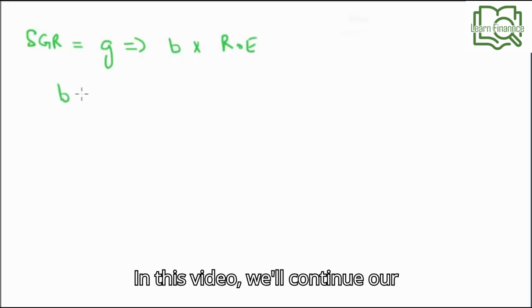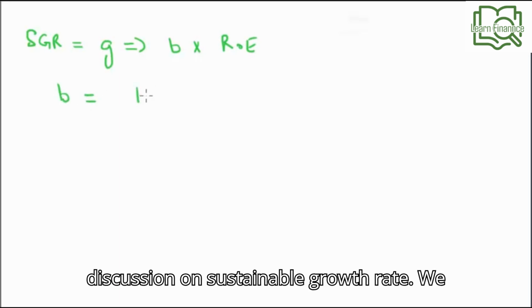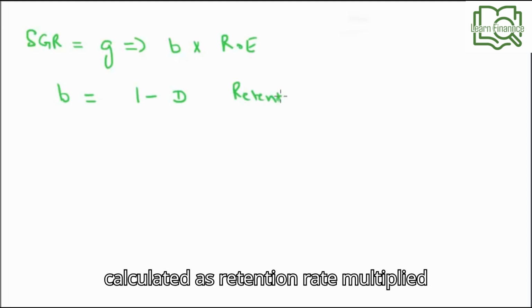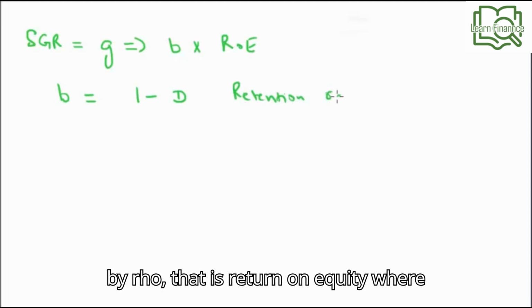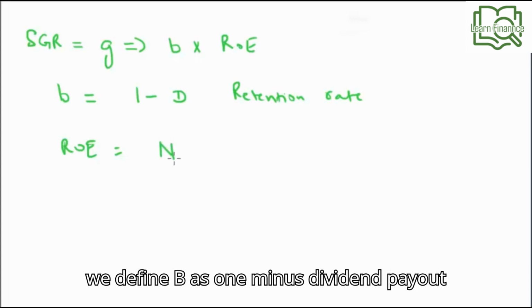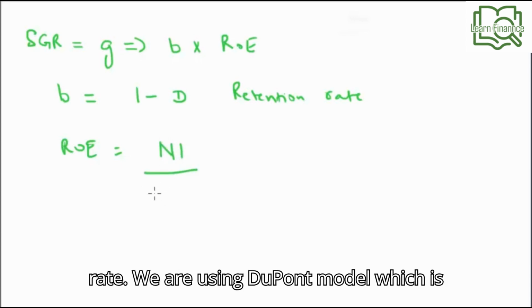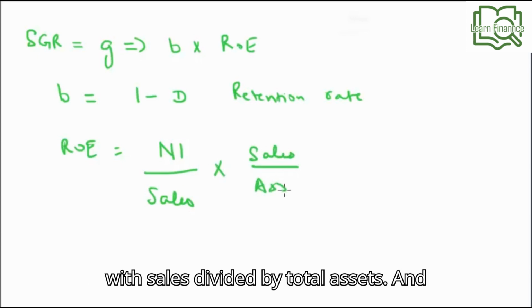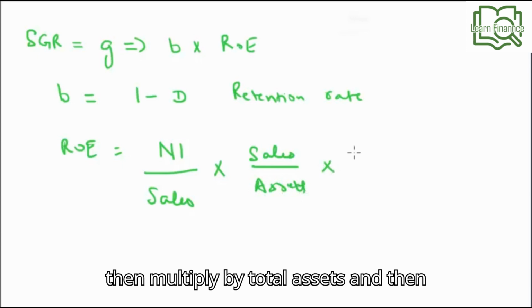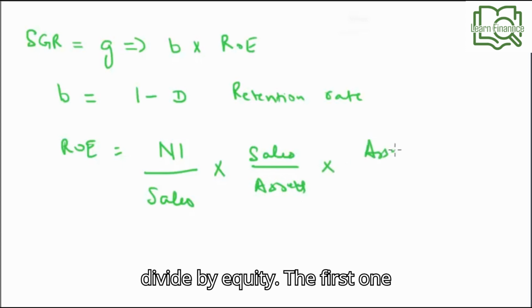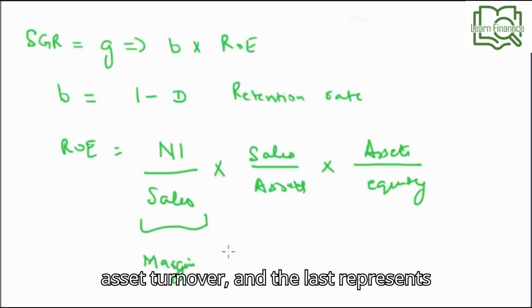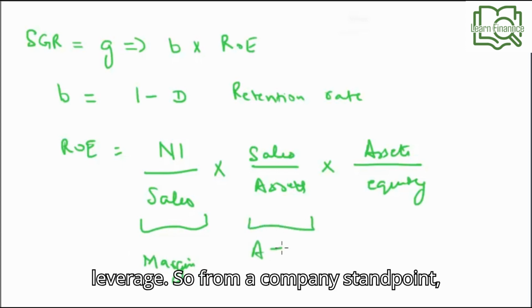In this video, we'll continue our discussion on sustainable growth rate. We discussed that sustainable growth rate is calculated as retention rate multiplied by ROE, that is return on equity, where we define B as 1 minus dividend payout rate. We are using the DuPont model, which is net income divided by sales, multiplied by sales divided by total assets, multiplied by total assets divided by equity. The first one represents margin, the second represents asset turnover, and the last represents leverage.